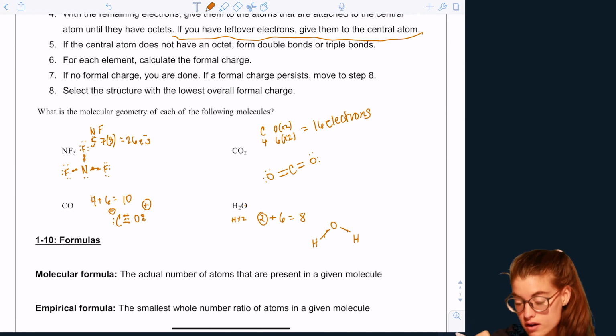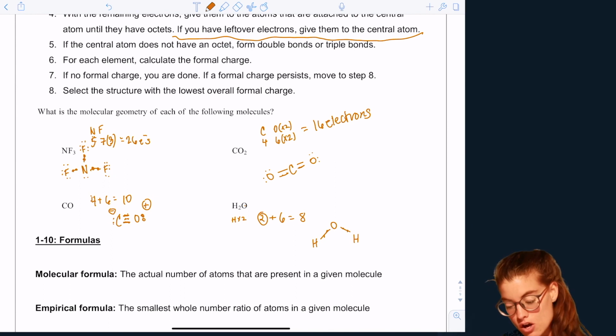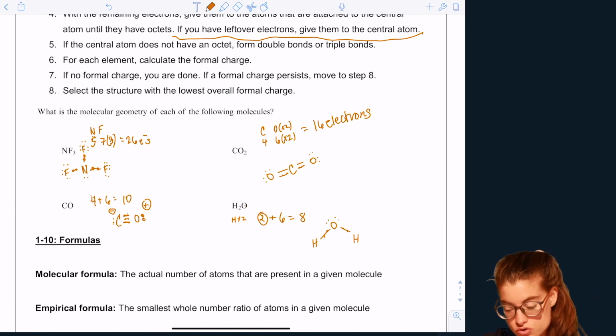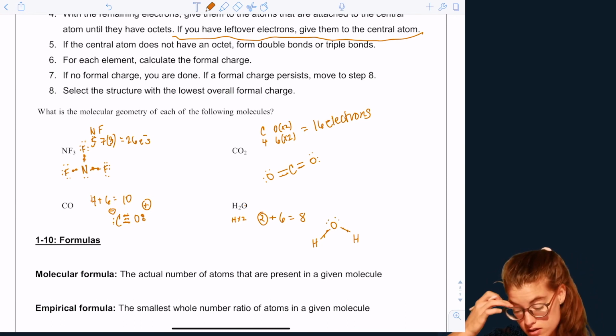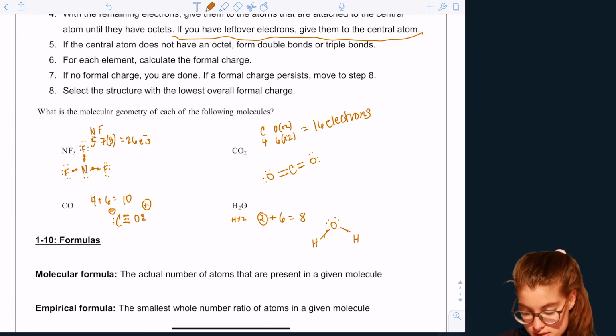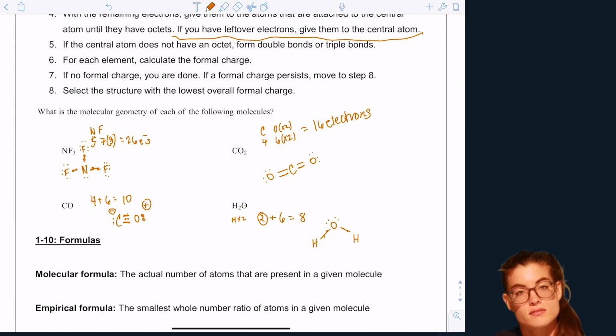So we've got 1, 2, 3, 4, so 4 electrons. Now usually we give excess electrons to the atoms bonded to our central atom, but since these are hydrogens, we know that they're only going to have a single bond and no lone pairs. So we will give our last 4 electrons to that oxygen, and we can calculate the formal charges of every one, and they will all be 0. And of course, that's the structure for water.